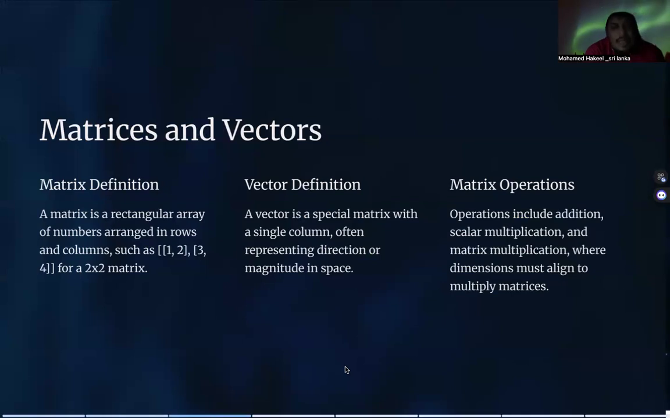A vector is a special matrix with a single column, often representing direction or magnitude in space. Matrix operations include addition, scalar multiplication, and matrix multiplication, where dimensions must align to multiply matrices.